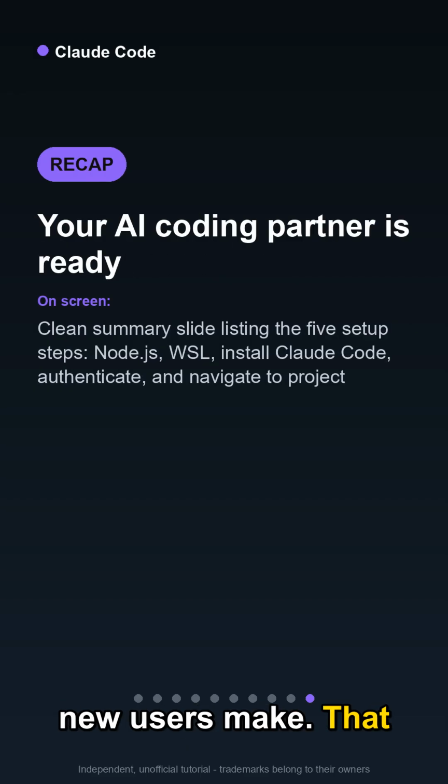That is the full setup: install Node, enable WSL, install Claude Code globally, authenticate with your API key, and point it at your project. You now have an AI that works directly inside your codebase and saves you hours of manual digging every week. Try it on your own project today and start with a simple ask, like summarizing what the code does.